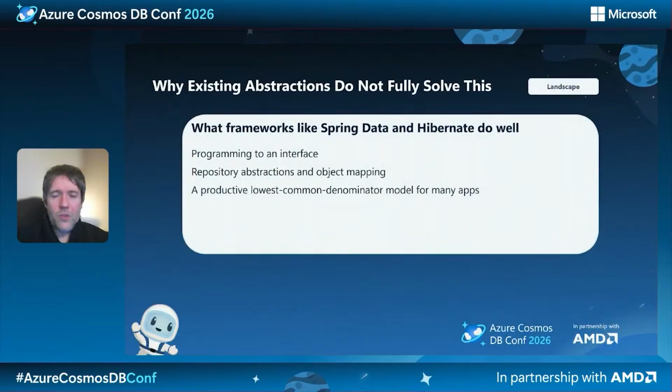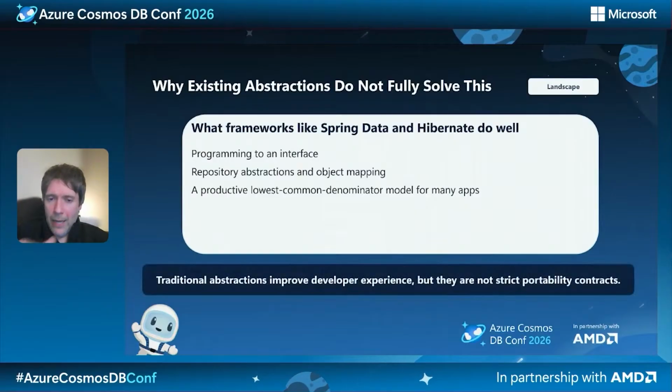So there are some abstractions out there. In the Java world, you have things like Spring Data and Hibernate, of course. In the .NET world, you have Entity Framework Core. In Python, you have things like Django, etc. That offer something close to this. So you'll get something like a programming to an interface model. In Spring Data, you have repository abstractions and object mapping and so on. And you get something like a productive lowest common denominator.